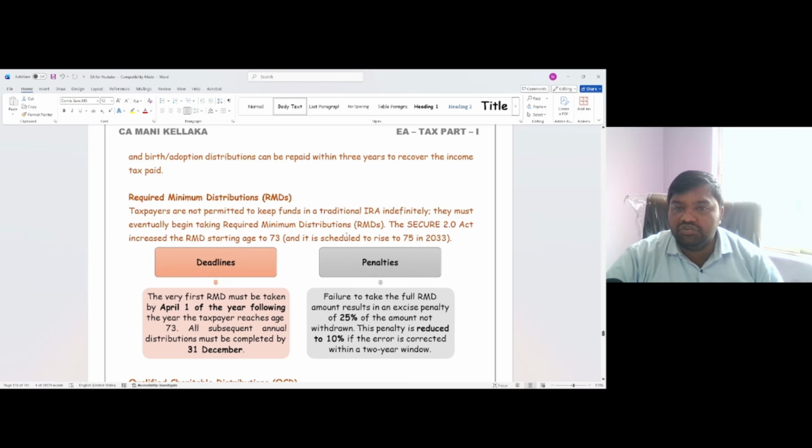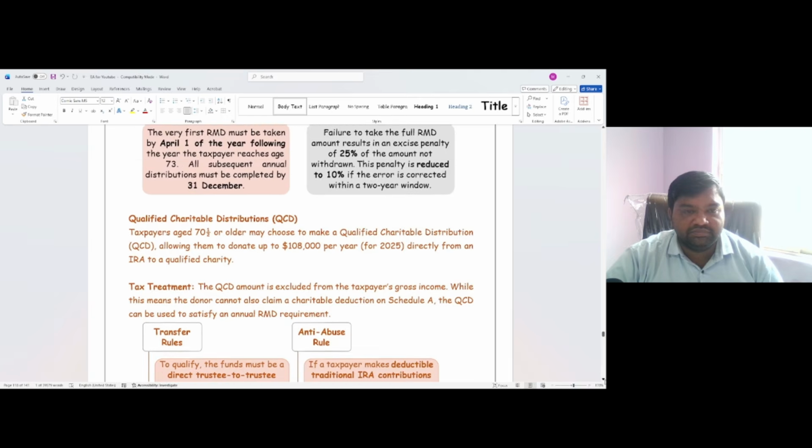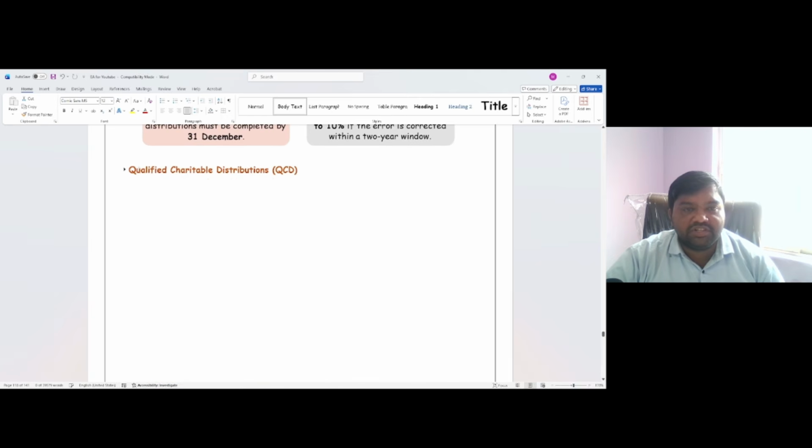And I told you, with a traditional IRA, you should definitely take the distribution after 73 years of age. It is compulsory, or else there will be penalties. So qualified charitable distributions we have discussed.